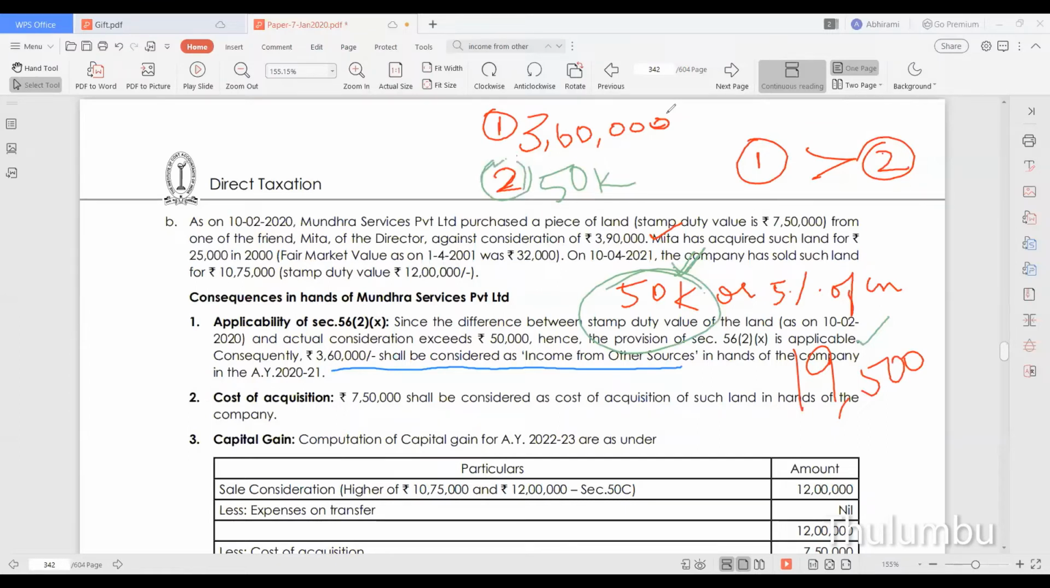So step number 1, difference between stamp duty value and sale consideration, 3,60,000. Step number 2 is 50,000 or 5% of 3,90,000, which comes to 19,500. Now find out whichever is higher. So this is higher, and step number 3, check whether step 1 is greater than step 2. Obviously 3,60,000 is greater than 50,000. So entire 3,60,000 is taxable as income from other sources.